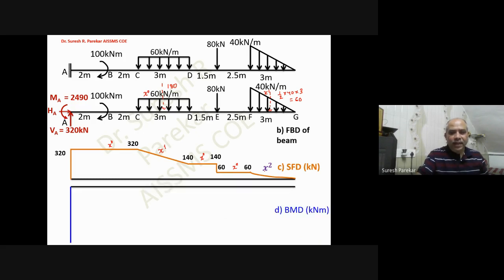Then we have bending moment in kilonewton meter. So we have 2490. Then we will calculate left of B, so we have this value 1850. We have already seen these values. Then we have 1750 right of B. Then we have at C 1110. Now here you can see we have x to the power 0, so this will be x to the power 1. Then we have a couple over here. In bending moment, you will get a vertical line, so a couple gives you a vertical line in bending moment, and a concentrated load gives you a vertical line in the shear force diagram.